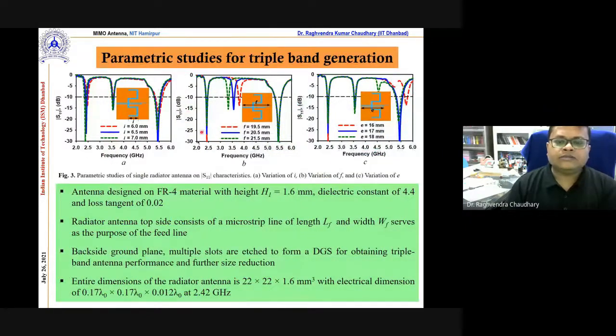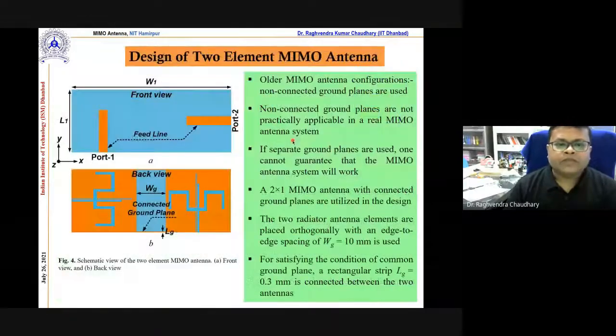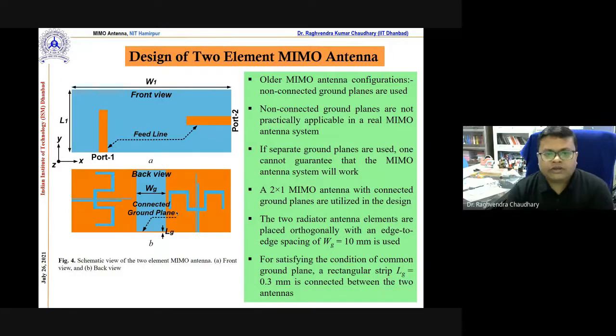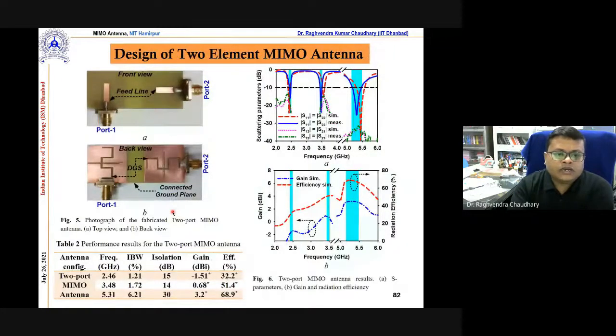Here you can see three bands coming clearly, and when we change a particular element, only a particular band is influenced. In this way, we may tune where we want for other applications. After that, we use the element in a two-element MIMO antenna, arranged like this so that we can get good isolation, and we also introduced a DGS.